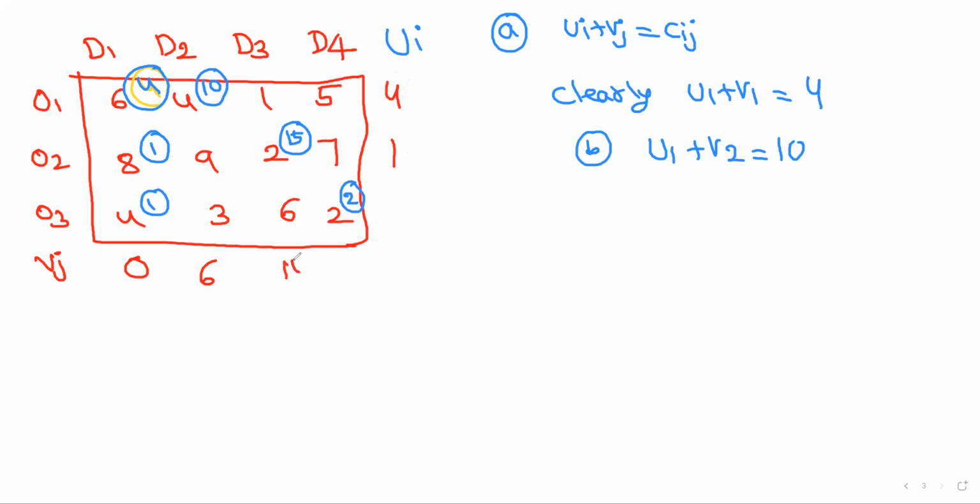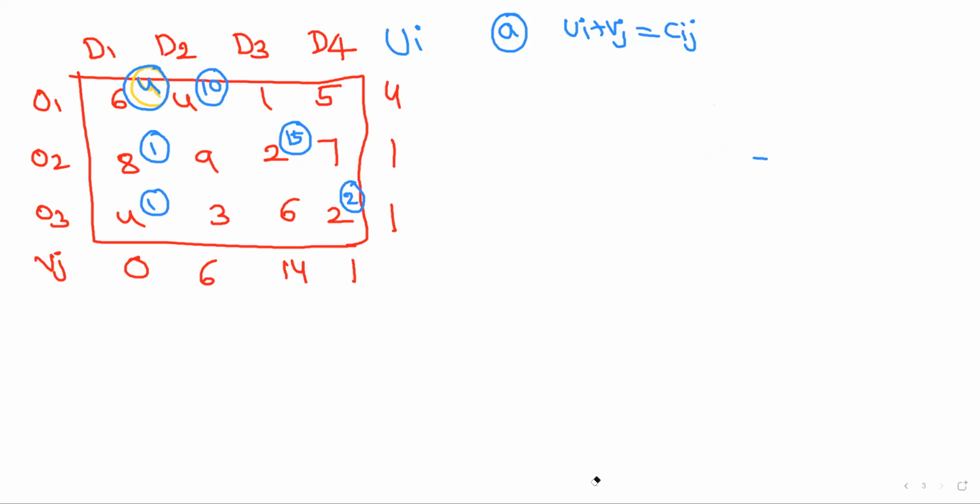Here 15 is there, outside is 1, so 14 comes here. Here 1 is there, outside is 0, so 0 plus 1 is 1. Corresponding row and corresponding column we add to get the internal value. Here 2 is there, outside is 1, so 1 plus 1 is 2. Check it: ui plus vj is equal to cij. First table is over.